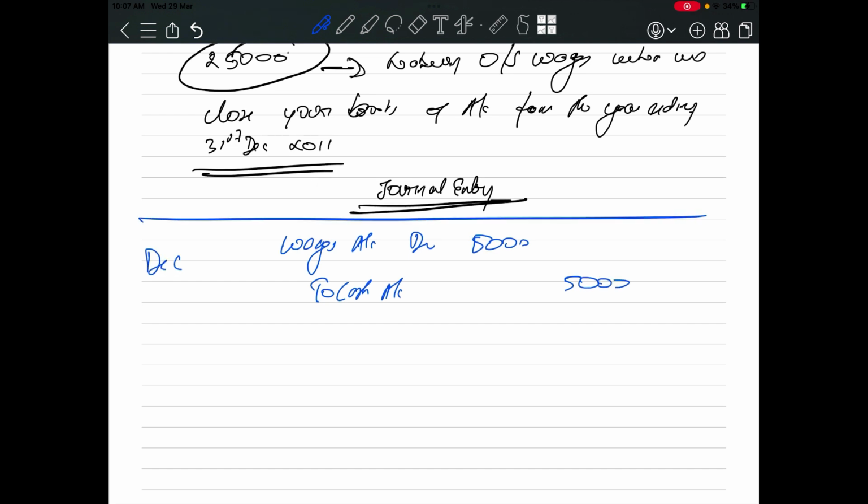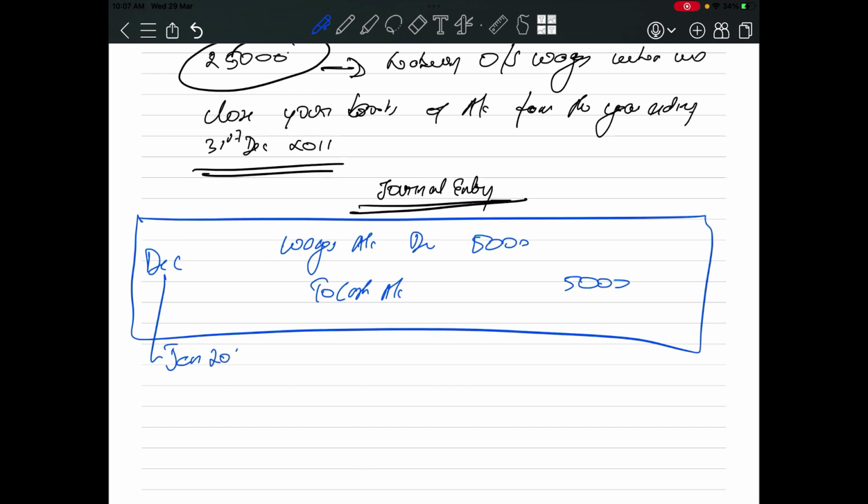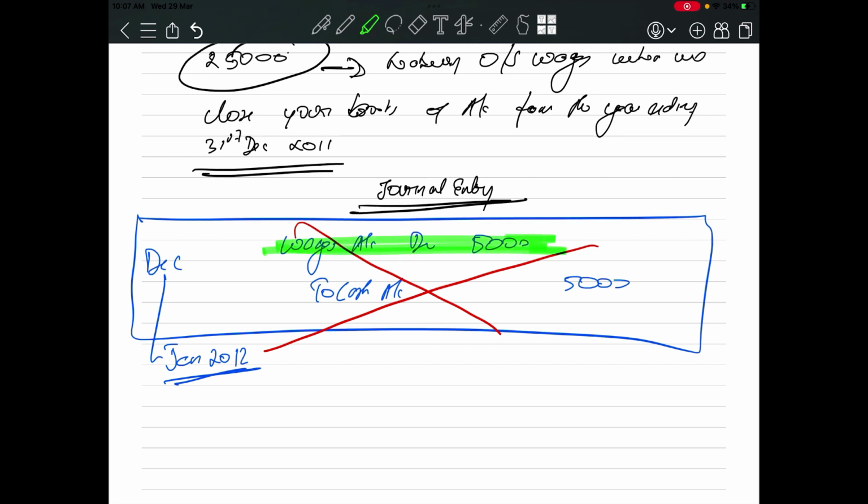But say for example, this is for the December month. Now, can we pass the journal entry in the month of December? No, because the question has said that wages for the month of December will be paid on 1st of January 2012. This journal entry is perfectly fine, because we will be charging the expense to the P&L account of the current year, because services have already been given by Mr. X. He has already worked for the month of December. But what we are doing wrong in this journal entry is crediting cash account, because cash has not gone out of the business. We'll pay on the next day.